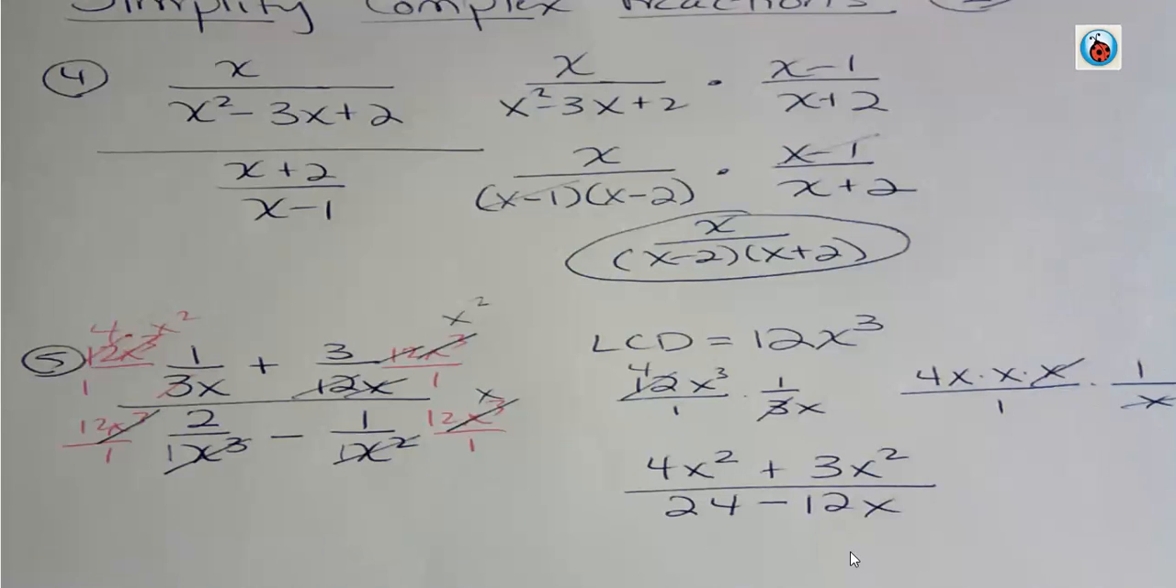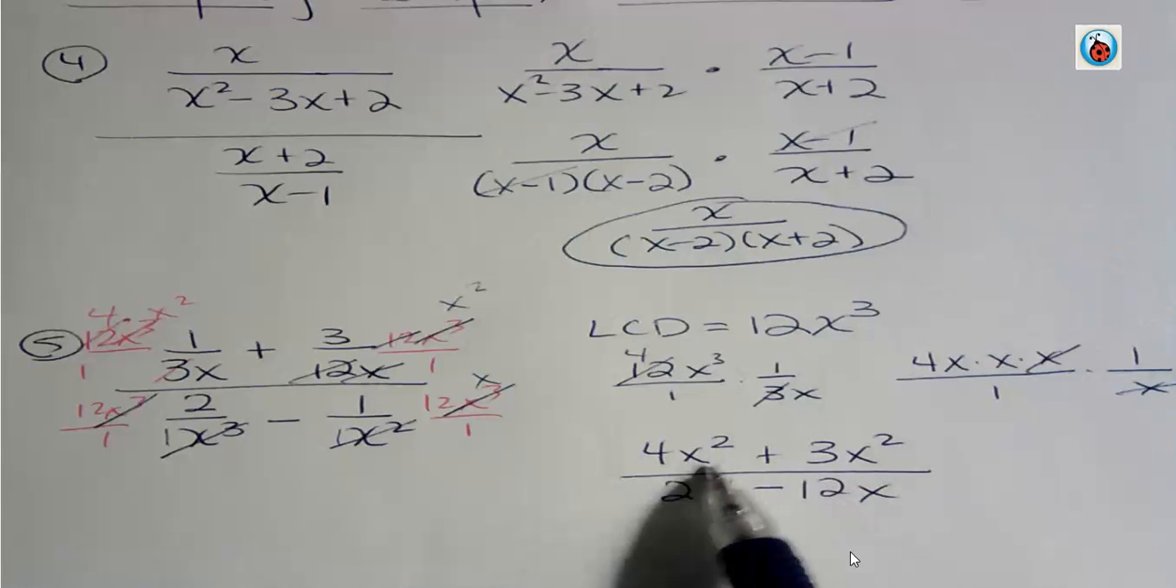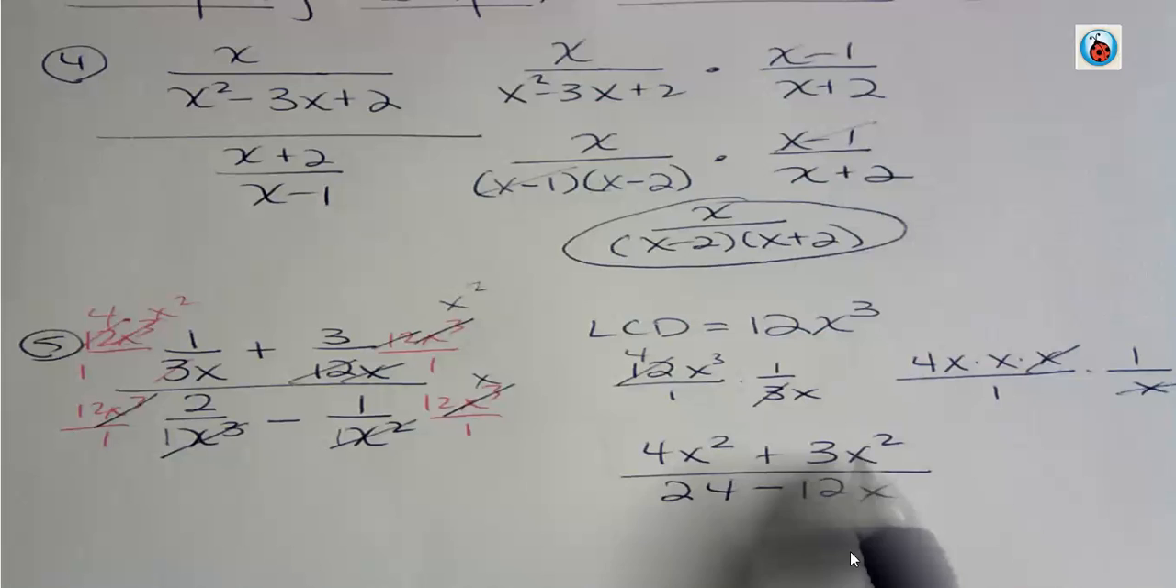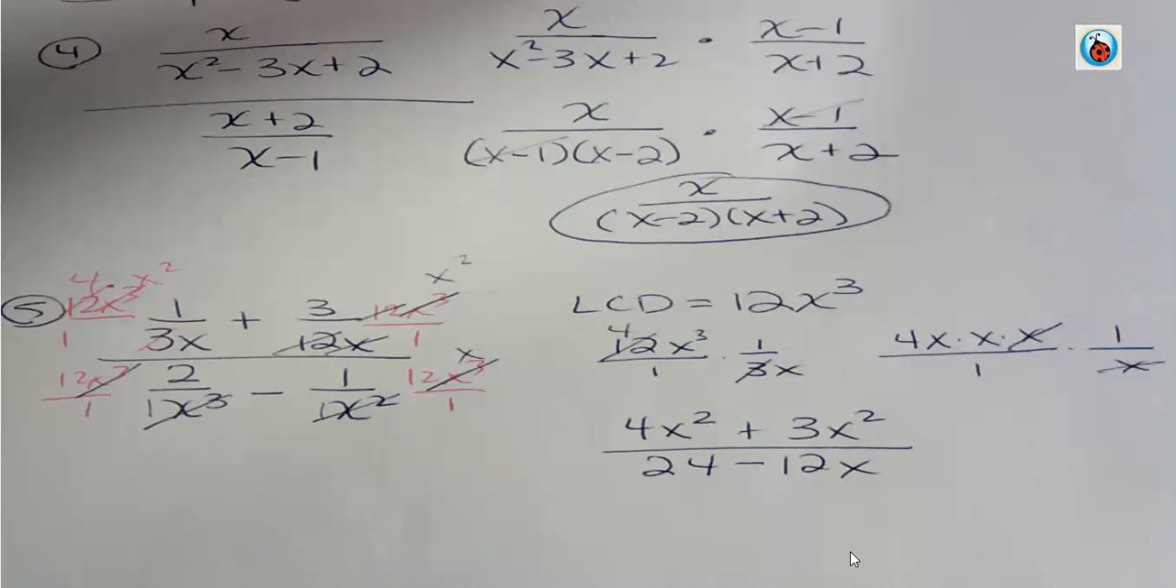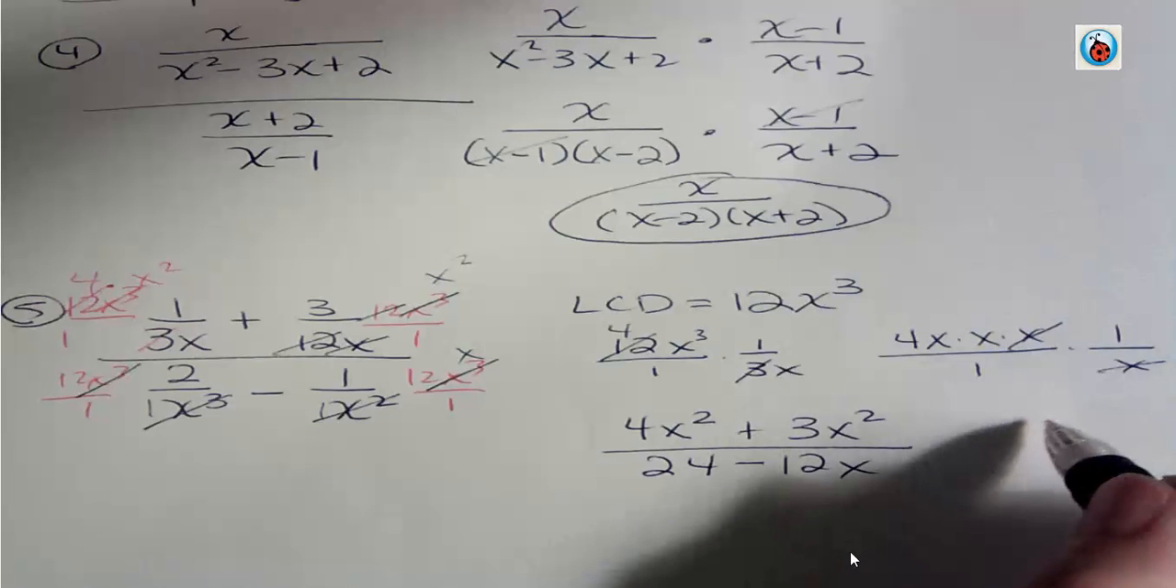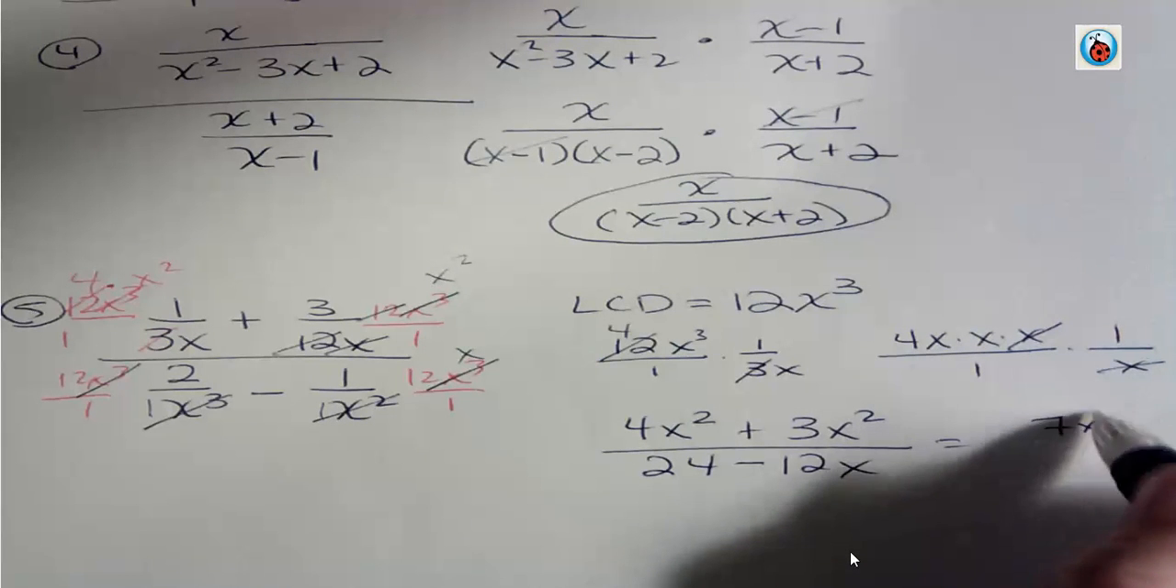If I could, I would simplify, and I can simplify the top because I have 4x squared plus 3x squared. We know that those are like terms. They have the same variable to the same power. So I can go ahead and add those together, and that's going to give me 7x squared.